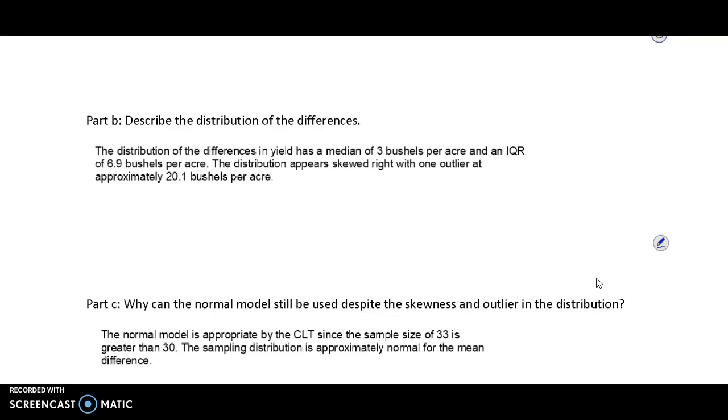So like I said, on the AP exam, they love asking the classic what if question. So while most of the time our conditions are going to be met, what do we do if they're not met? Why do we have these conditions? How can we ensure normality? Why is it important that they're independent? Things like this.